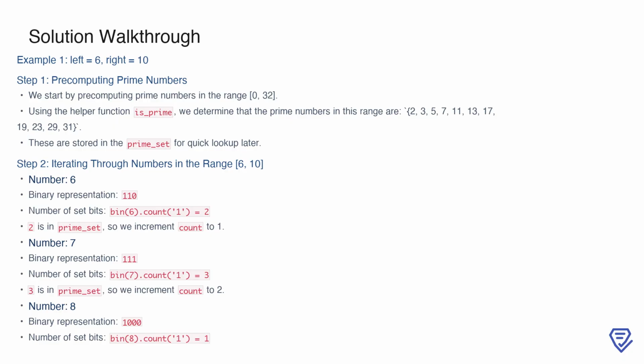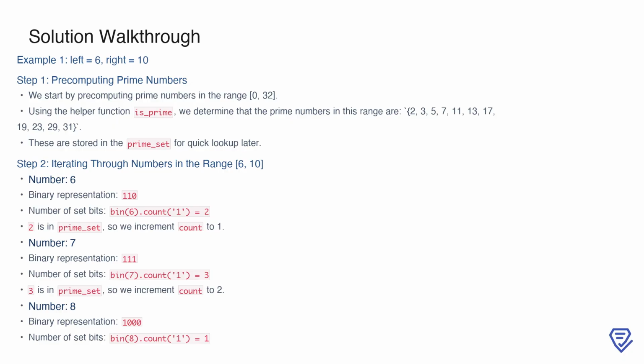Next, we iterate through each number in the range 6, 10. For the number 6, its binary representation is 110, which has 2 set bits. Since 2 is a prime number, we increment our count to 1. The next number, 7, has a binary representation of 111, which contains 3 set bits. As 3 is also prime, we increase the count to 2.